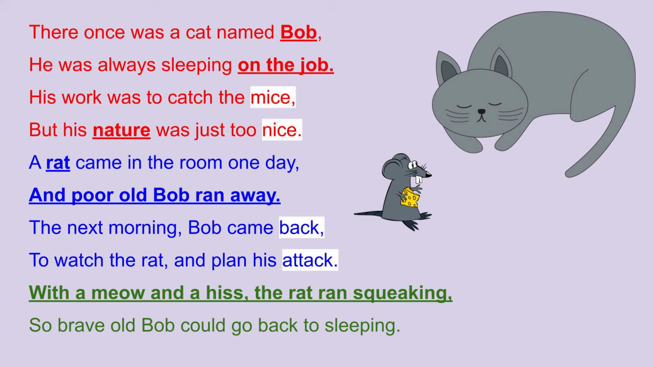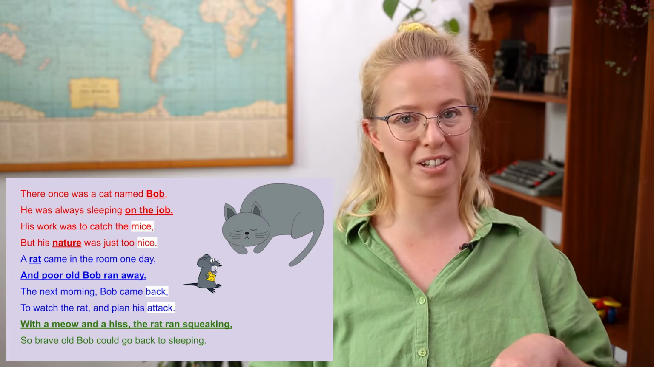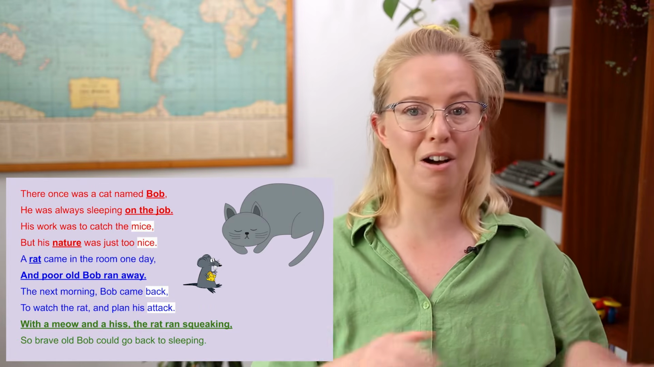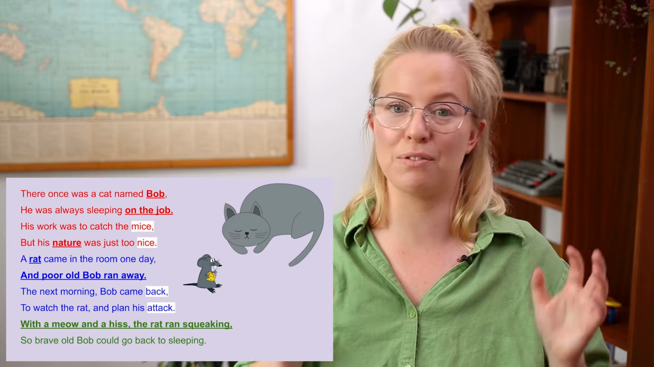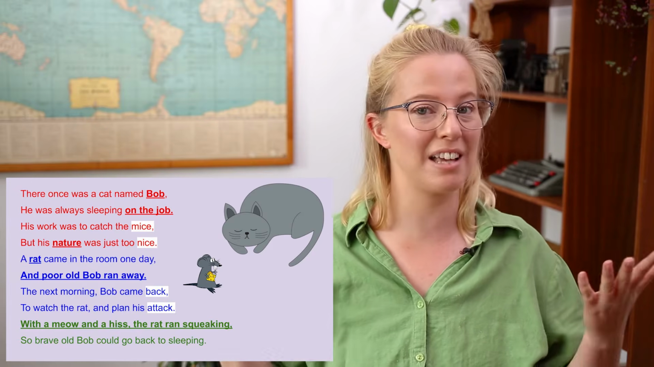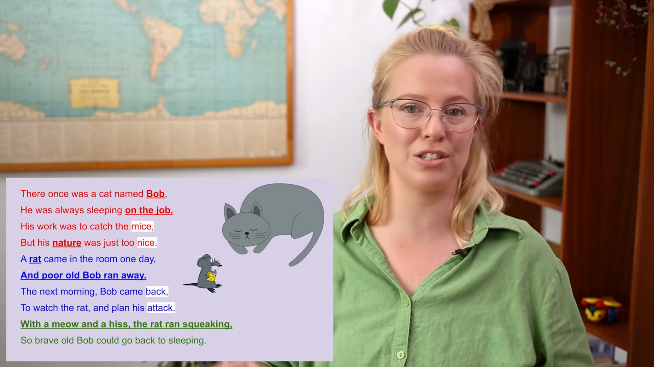Alright, you can tell that there is a setting, which is Bob the cat's workplace, and then there is a problem and a resolution. The problem is the rat came along and poor old Bob ran away, but the resolution is that Bob came back and he meowed and he hissed and the rat ran away squeaking. So that is our resolution. And I tried to include some interesting words, so I included the word nature.